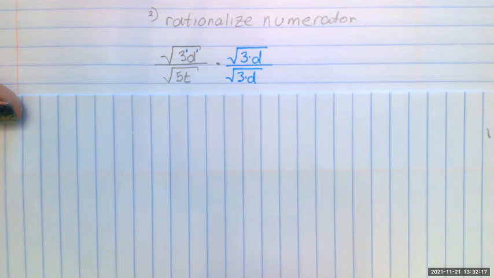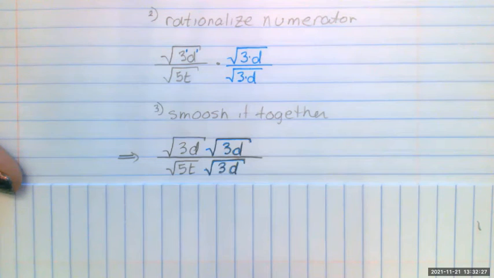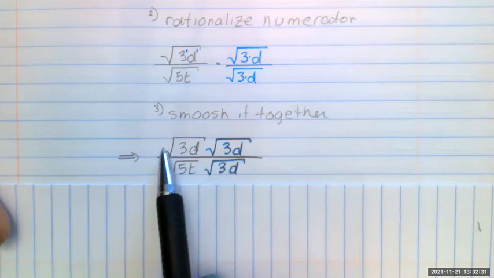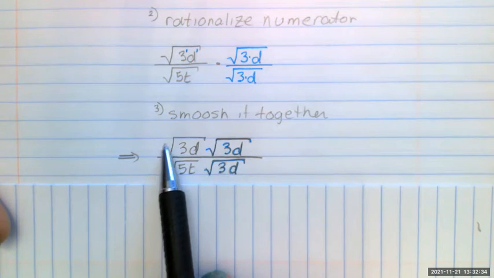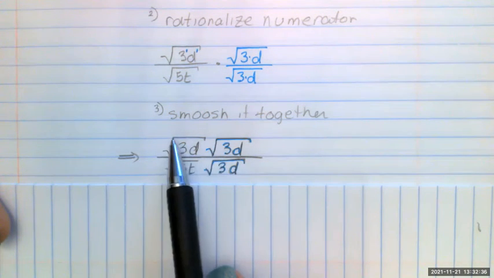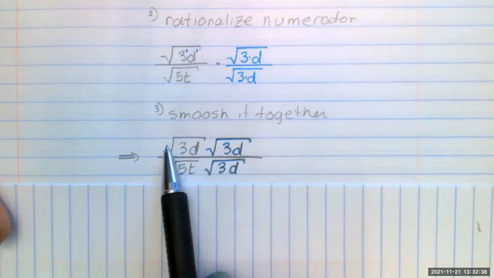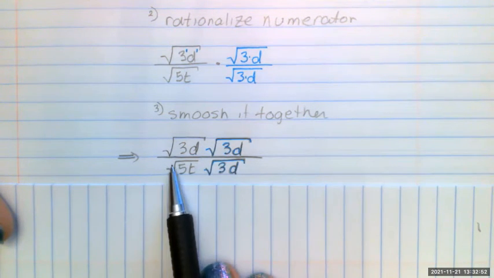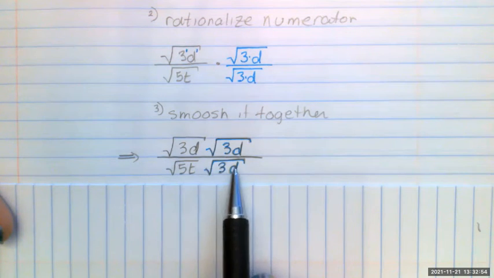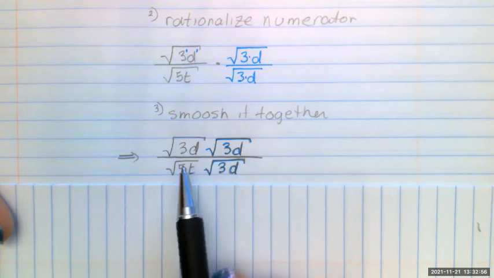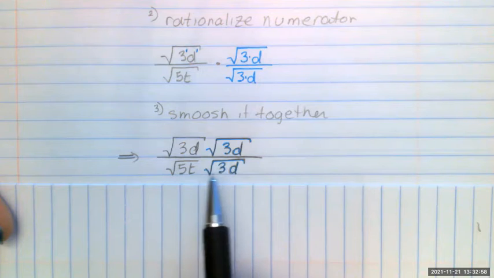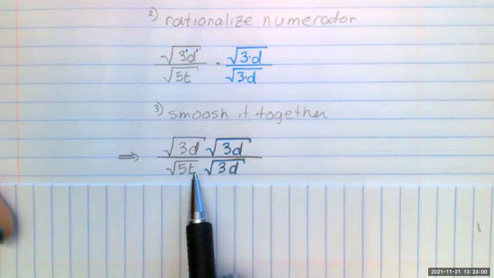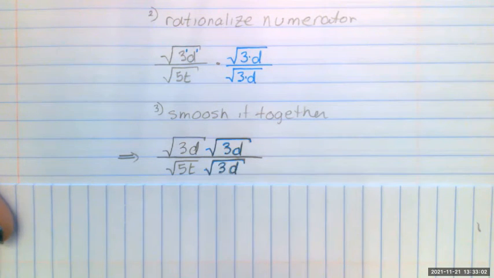From 2 fractions, I'm going to write it as 1 fraction. And now what I'm going to do is I'm going to smush my numerators together. This is a square root, this is a square root, because these indices are the same. They're going to go underneath one radical. This index is 2, this index is 2. These are also going to go under the same radical, square root. And I'm just going to put these two together into the denominator.